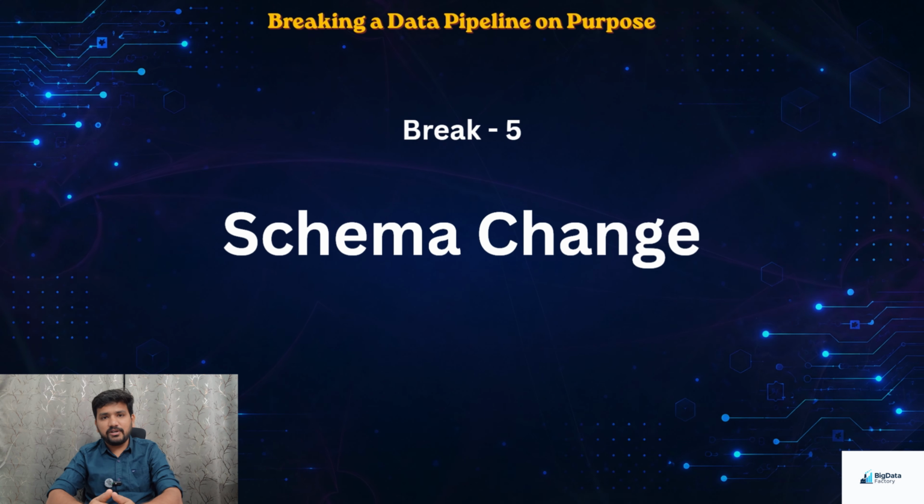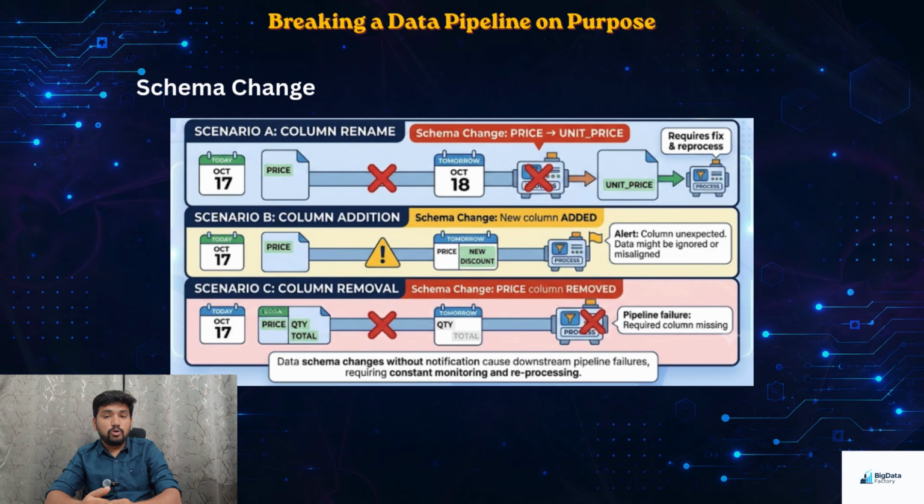Break number 5: schema change. Today, the source file has a column called price. Tomorrow, someone changes it to unit price, or they add a new column, or they remove a column. This is one of the most common ways pipelines break in real companies. So I will rename a column and run the pipeline. There are two possible outcomes. The pipeline fails loudly, or the pipeline continues and produces wrong data. Failing loudly is annoying, but silently producing wrong data is worse.